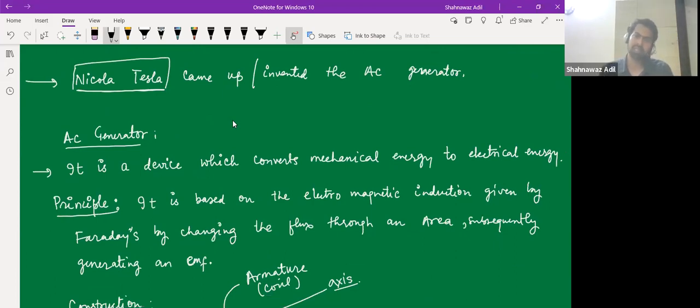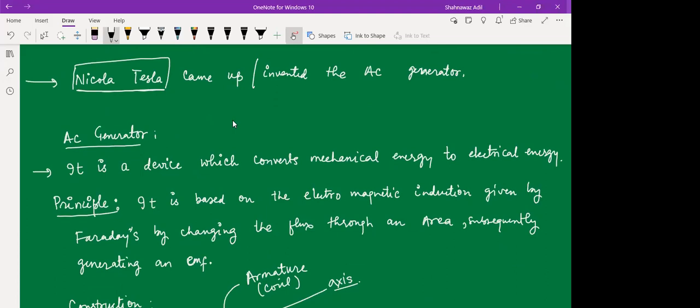So any confusion in the AC generator? Yes. Please note it down.